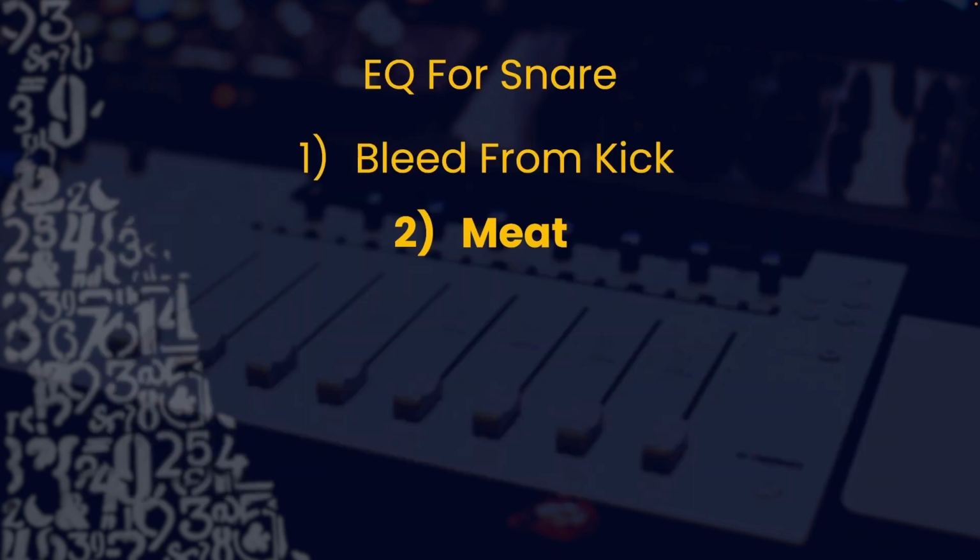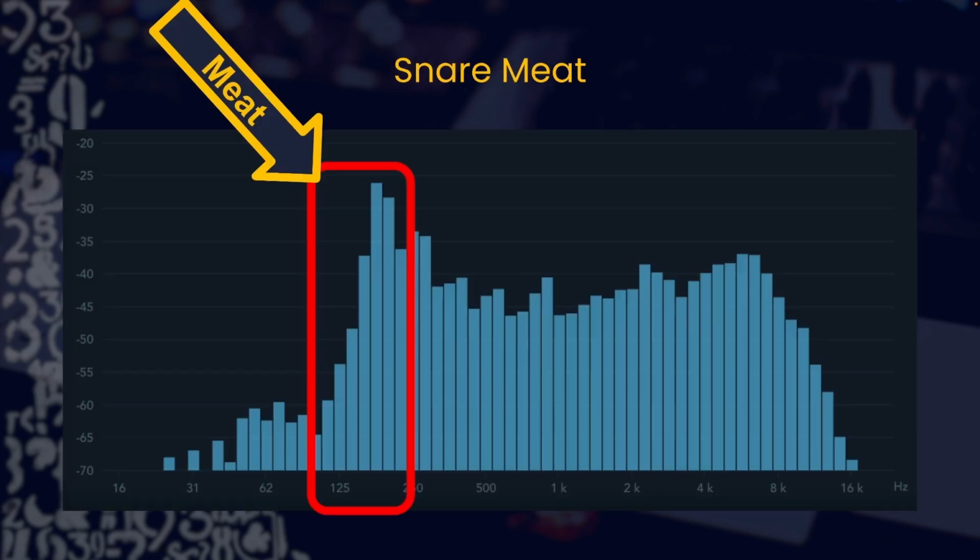Okay, so our next area for EQing the snare is the meat of the snare. And so that's really going to be looking at this fundamental of the snare. So I will almost always boost right below the fundamental because I want even more of that body, that oomph of the snare.